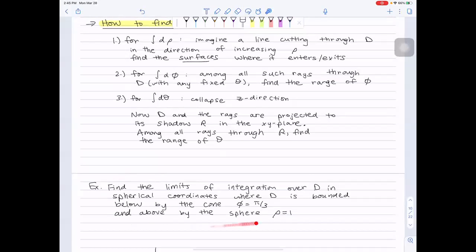Okay, so let me give you guys a minute to think about this question. Maybe draw it out first, and at least find what the rho bounds you think are.